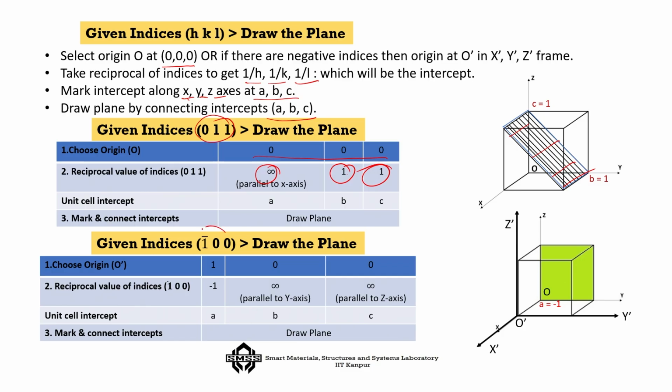Now, suppose it is 1 bar 0 0, then of course, I have to change the origin. Instead of 0 0 0, I now work from 1 0 0, and then the reciprocal values are minus 1, infinity, infinity, and then I get the plane and draw the particular plane. So, that is how, given an index, you should be able to draw the plane. This mental matching you have to do.